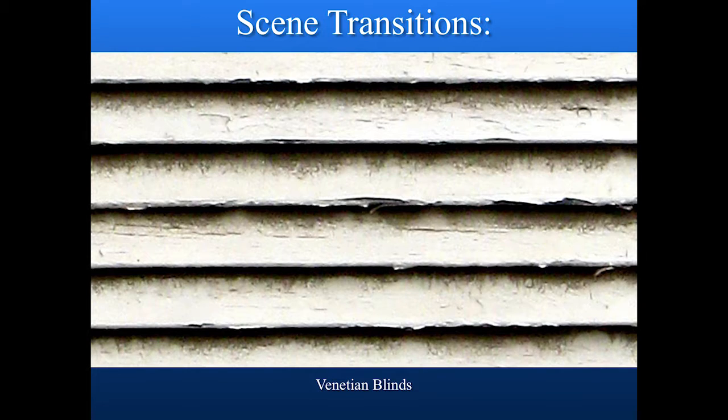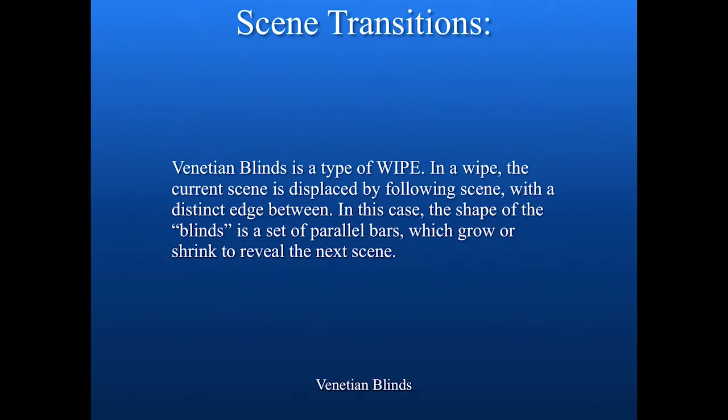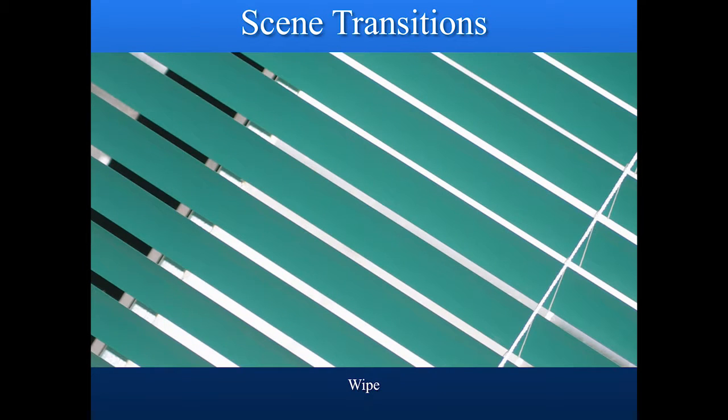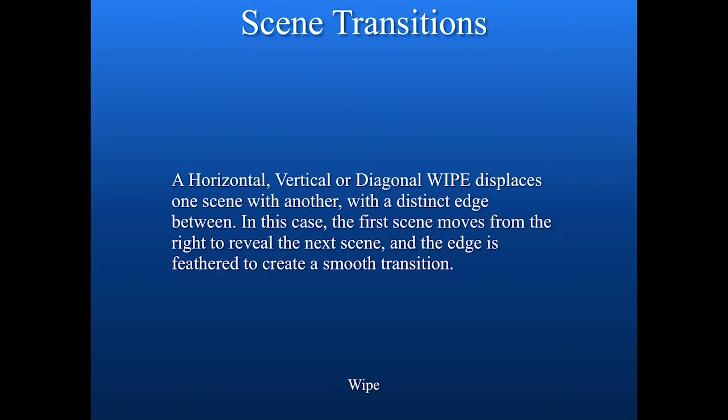On the other hand, Venetian blinds is a type of wipe. In a wipe, the current scene is displaced by a following scene with a distinct edge between. In this case, the shape of the blinds is a set of parallel bars which grow or shrink to reveal the next scene.